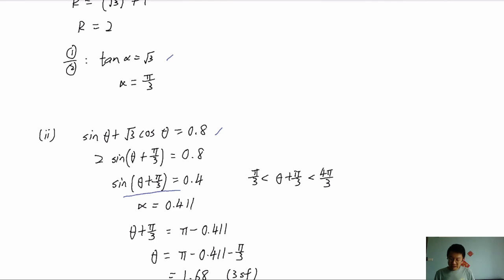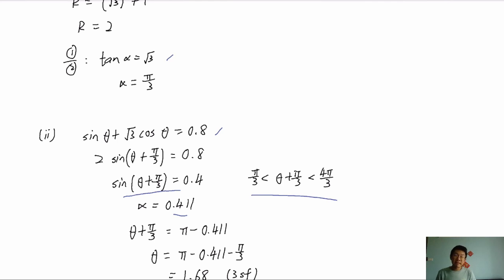So just be a little bit more careful when we try to solve this equation, because this is not just theta alone. Basically this is theta plus pi over 3. So we have to first adjust the range for this theta plus pi over 3. First thing is to obtain the basic angle, which is 0.411. From there, we have to see whether this 0.411 is in the range or not. In fact, for this 0.411, it is a value which is out of this range, pi over 3 to 4 pi over 3.